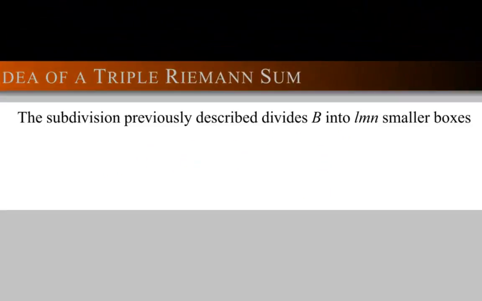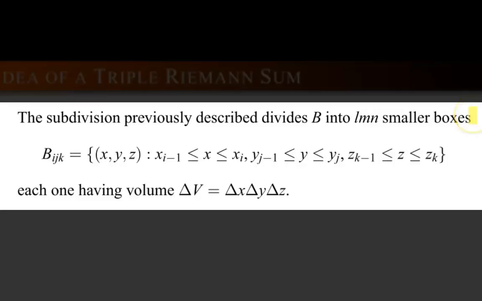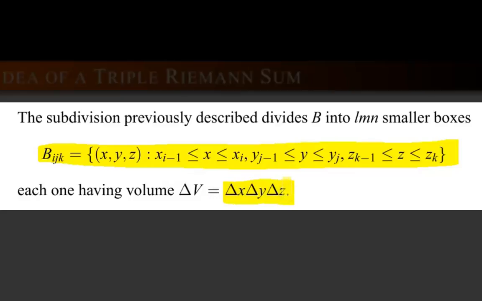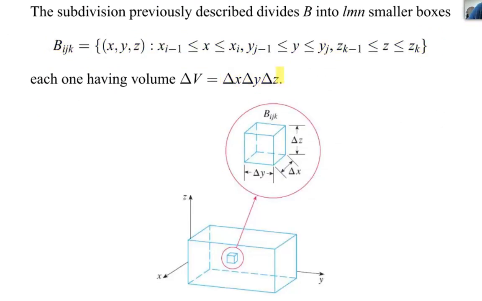So the idea of the triple Riemann sum is that we divide the box into L times M times N smaller boxes. Each individual box is determined by which interval it is in for the corresponding coordinates, and this is more or less how each individual box looks. The volume of that box is delta x times delta y times delta z, just the multiplication of the difference in x, the difference in y, and the difference in z.